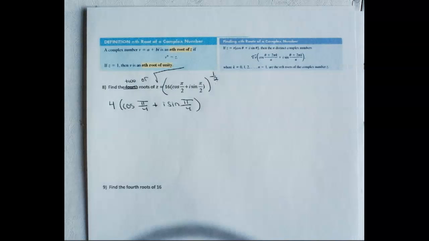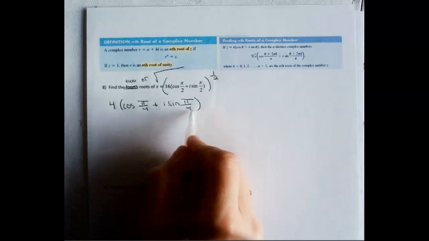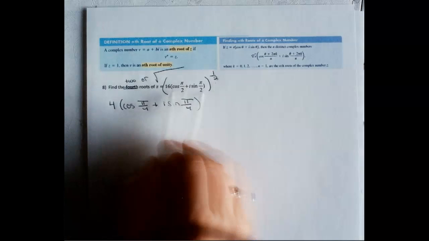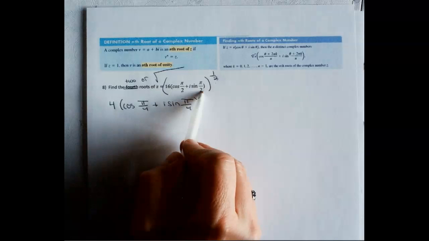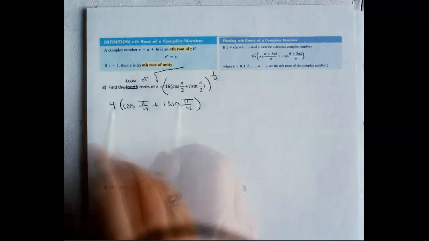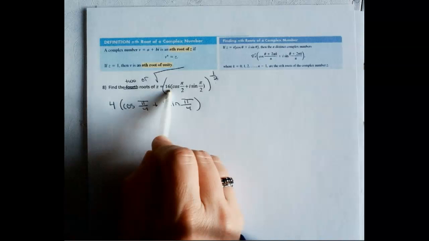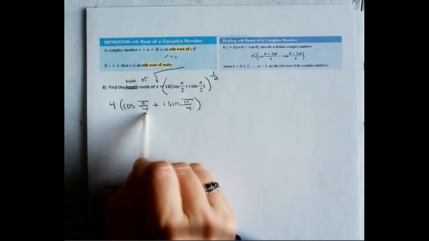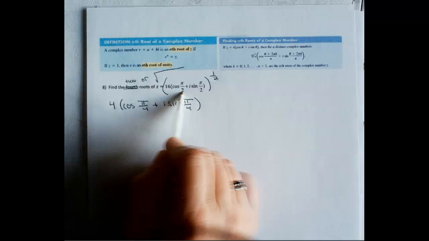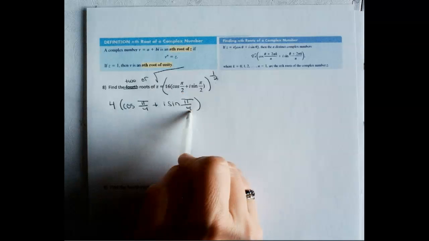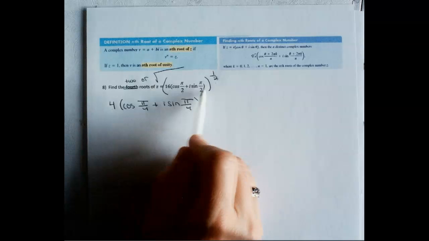But if we're taking the square root, that means there's a second root in there that we need to find. Now first, let's just confirm that this one actually works. Remember what we're saying is if I take this and raise it to the second power, I should get back to what I started with. Well, now you're using De Moivre's. 4 to the second gives you 16. Pi over 4 times 2 will give you pi over 2. And again, pi over 4 times 2 will give you pi over 2.